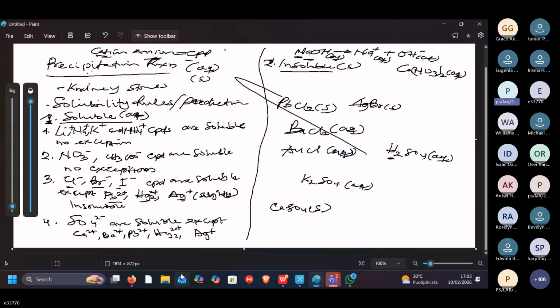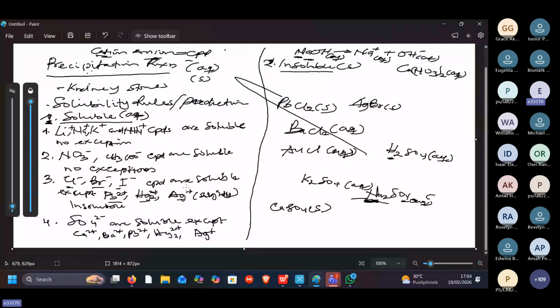Sodium sulfate is aqueous. Well, if you remember the rules, all group 1 metals are going to be soluble. So this is aqueous, even when you don't know the anion. And of course, we are saying that sulfate is also going to be soluble. So this is a purely aqueous compound. Is that okay?